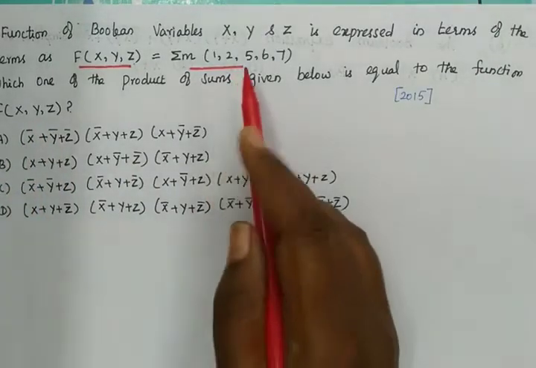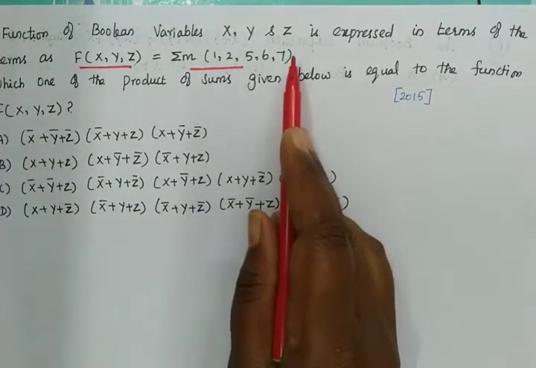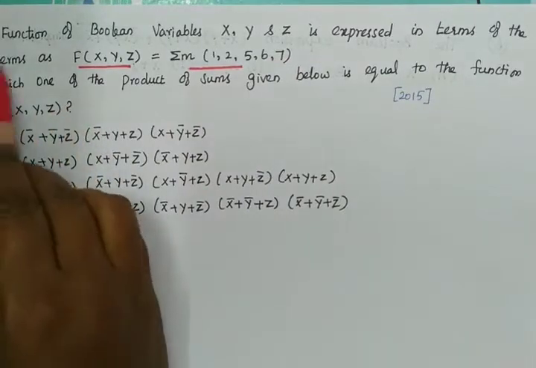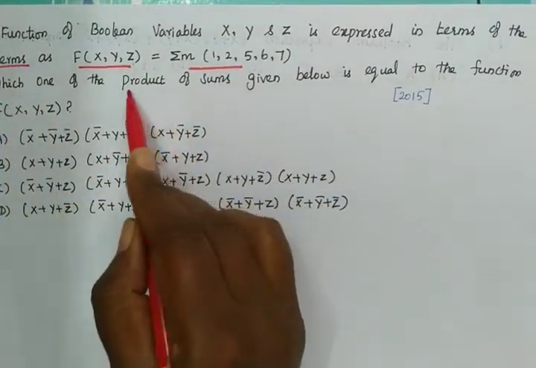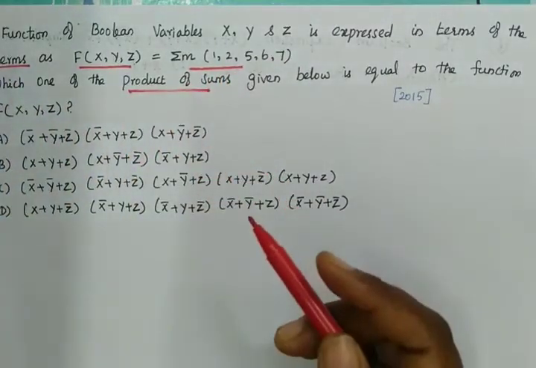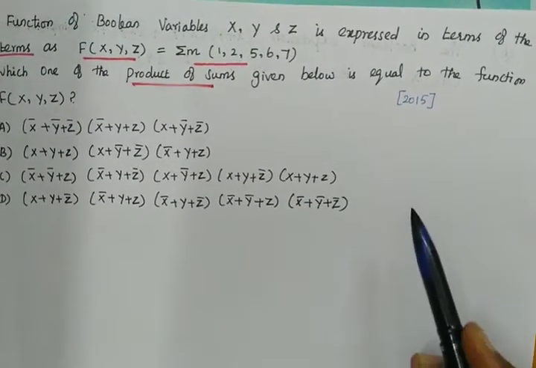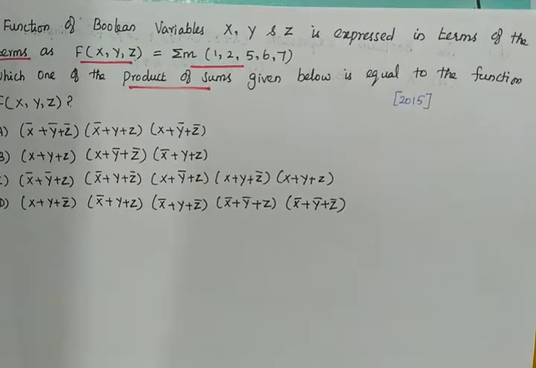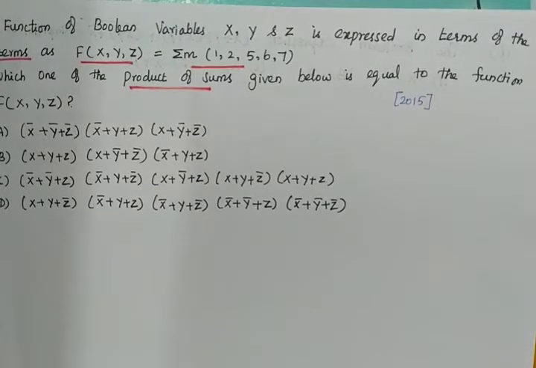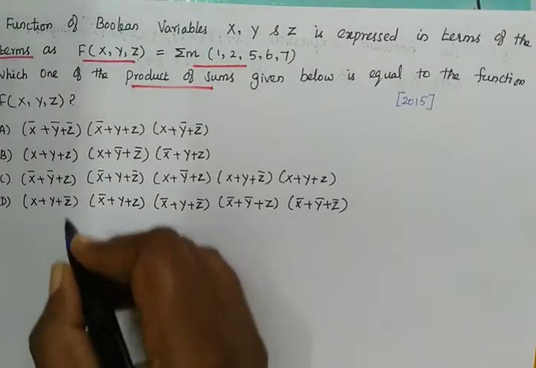So what they have said is, here we have f of x, y, z which is expressed in the minterms. So what we have to do? We have to convert this into product of sum. The same thing. So they have repeated the same question during 2015. And we have seen already during 2015 the same set 1 and set 2. We have two questions. So they have repeated the same question. So what is the answer for this?